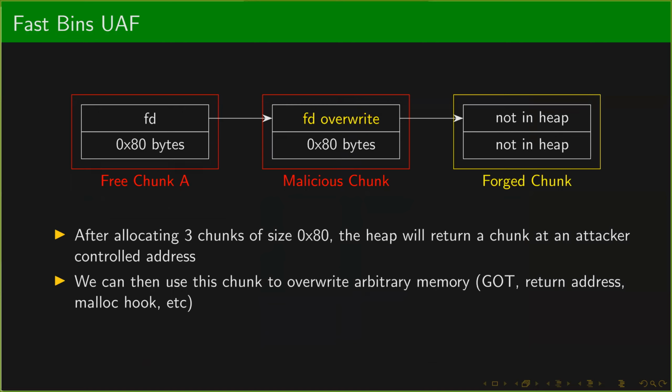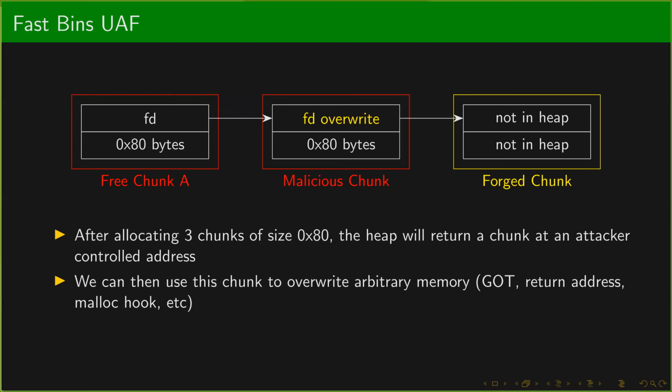So let's say we have a free chunk, and then we have our malicious chunk. I guess it's the one that has the same memory as the UAF chunk, and then we've overwritten the forward pointer of this malicious chunk.